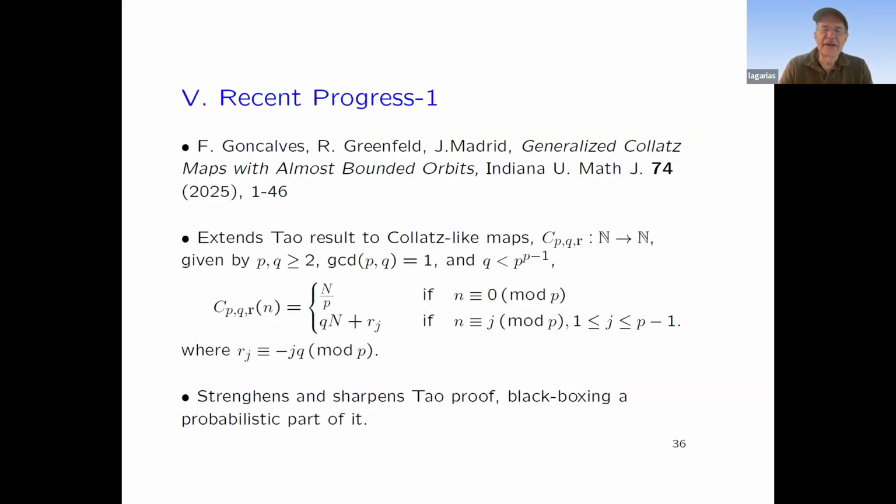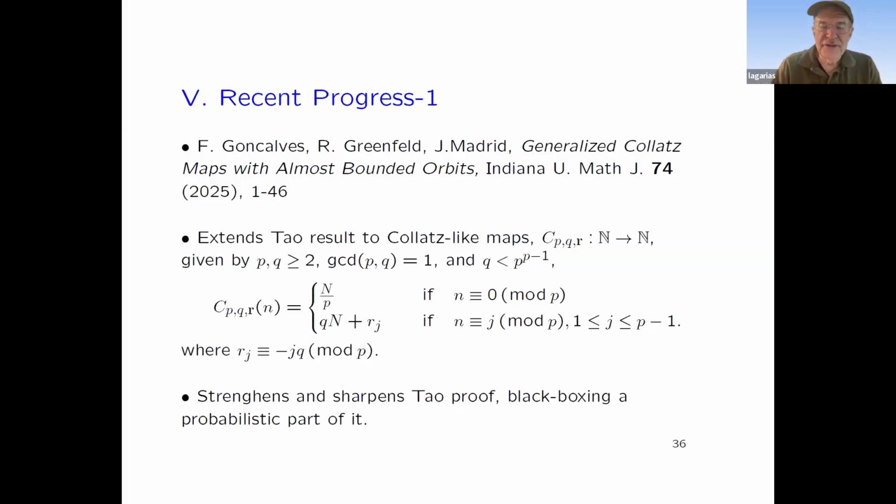Okay, now I come to the new result. There's one good new result due to Goncalves, Greenfeld, and Madrid. This takes the Tao proof and extends it to a large family of maps that have the same behavior of expectedly going downhill. So they're either going to multiply by Q and add a constant for most residue classes mod P. And if you take the zero residue class, you divide by P.